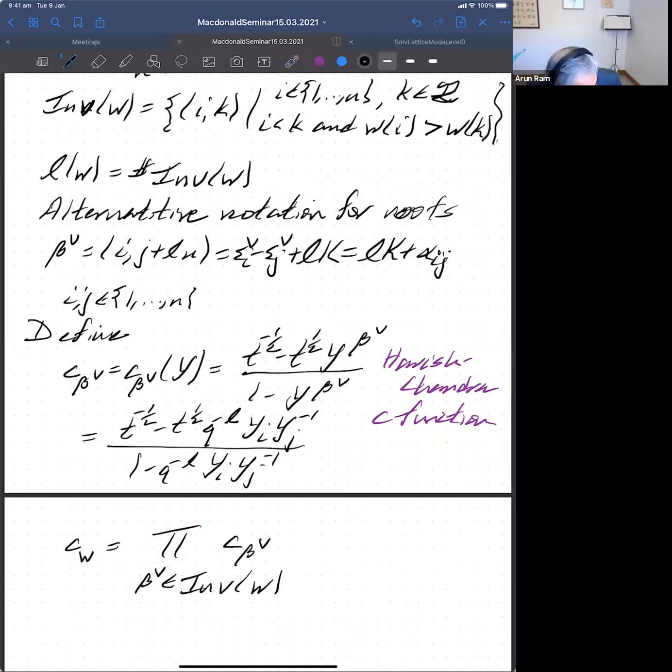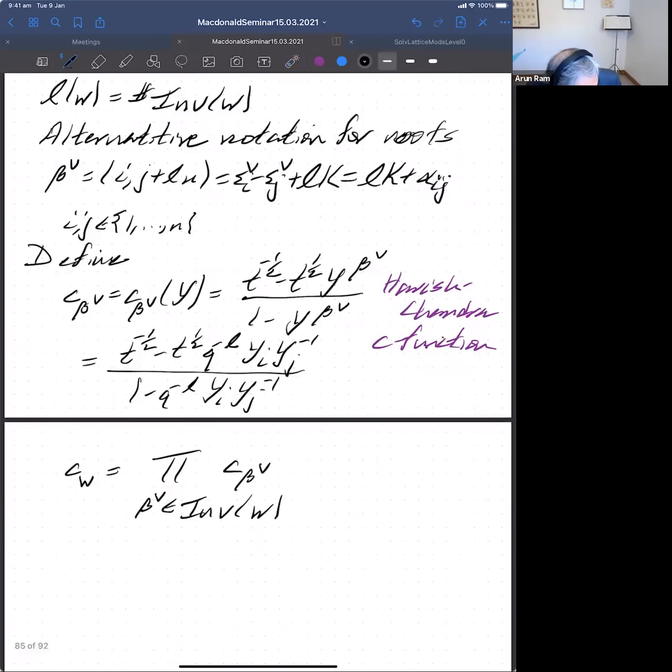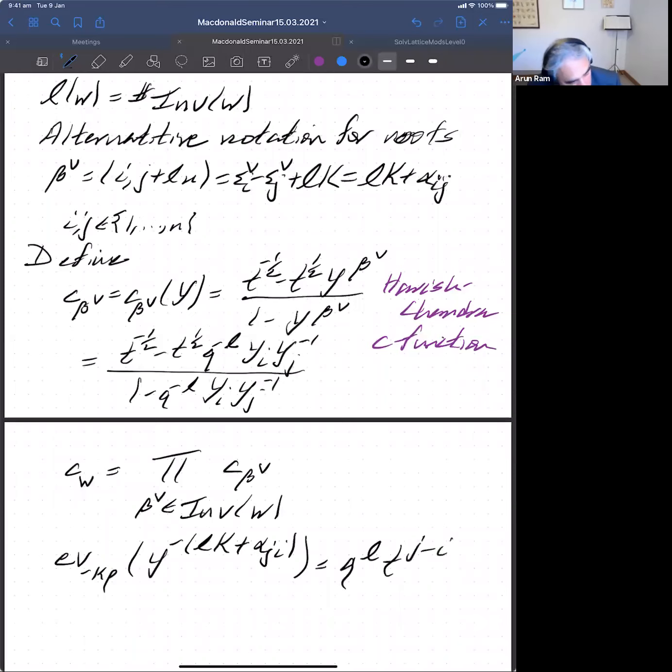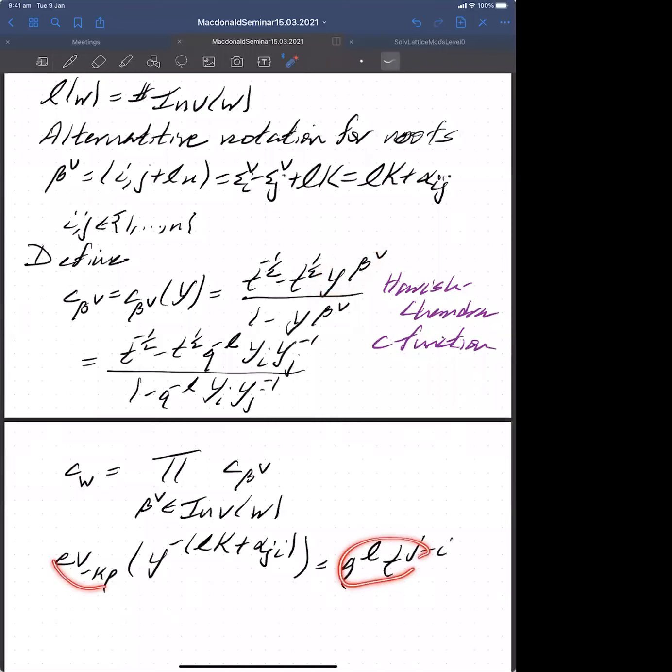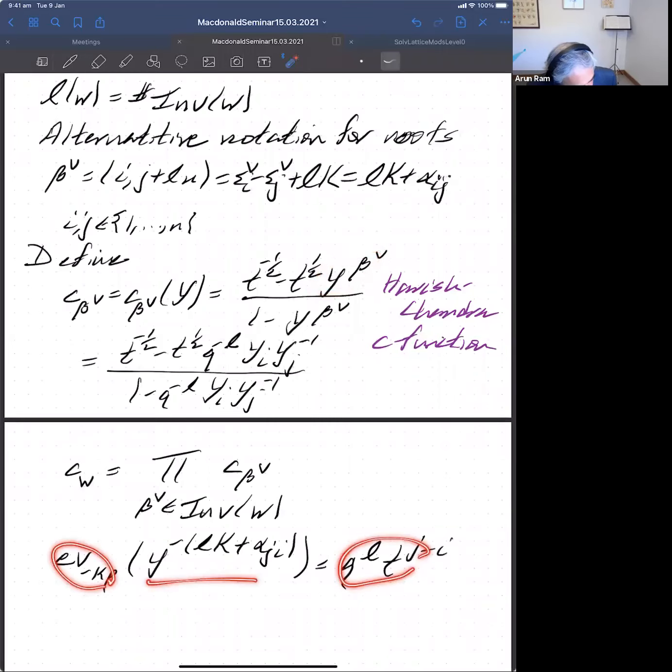so we need one piece which I haven't told you, and that is that evaluation of minus k rho on this LK plus alpha ji is equal to q to the L t to the j minus i. Okay, so what does it mean? You don't have to parse all the i's and the j's and so on. What it means is that this y to the beta, this evaluation, takes a y and reduces it to a power of q and t.